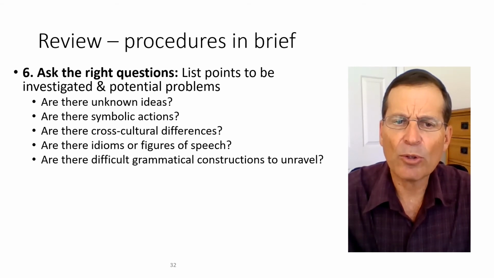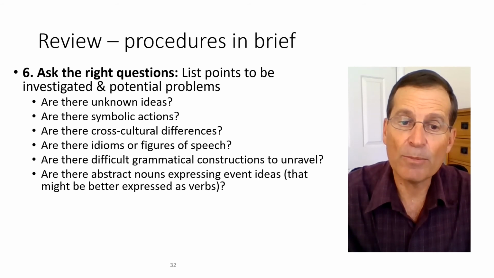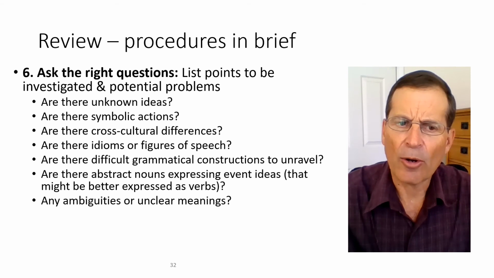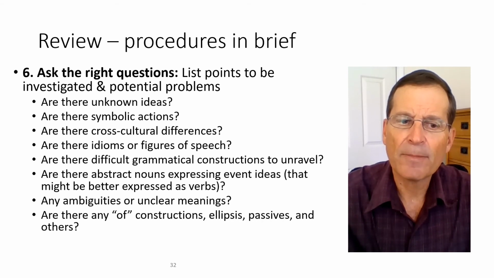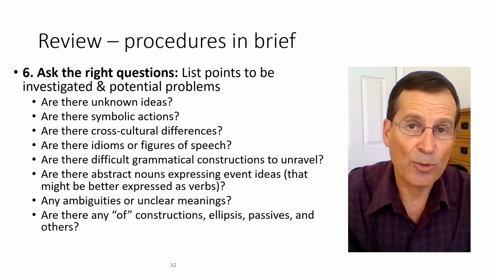Are there difficult grammatical constructions to unravel? Are there abstract nouns expressing event ideas that might be better expressed as verbs? Are there any ambiguities or unclear meanings? Are there any of constructions, ellipses, passives, and others? Understanding these kinds of things will help us to understand the meaning of the source text.